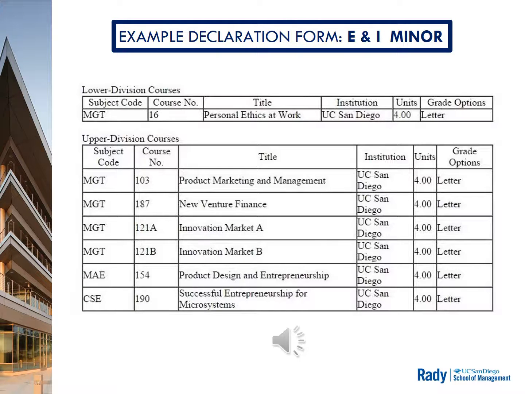This is an example form for the E&I minor. This form is a little quirky, so you need to list something in the lower division area. It's not required that you take 16 personal ethics at work for the ethics requirement. Students have the option of taking 166 business ethics and corporate social responsibility. That's fine, but for the declaration form, you can just put X's or something through the lower division line if you're not going to take a lower division class.